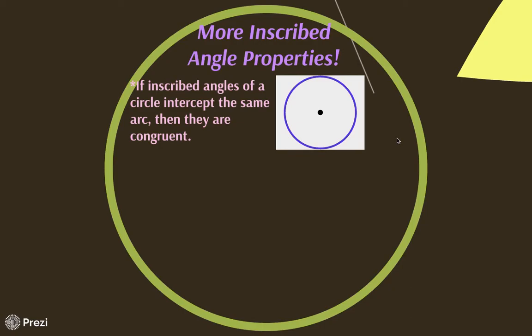Guys, if you have inscribed angles of a circle and they intercept the same arc, that means they're congruent. So let's talk about why. Inscribed angle ABC, which we know is an inscribed angle because the vertex point hits the circle, intercepts arc AC, but angle ADC also intercepts arc AC. Whoa, right? I know. Since both of these inscribed angles intercept the same arc, they have to be congruent.